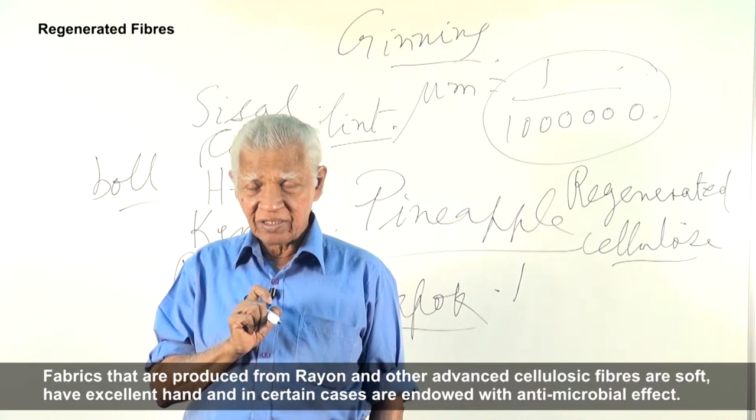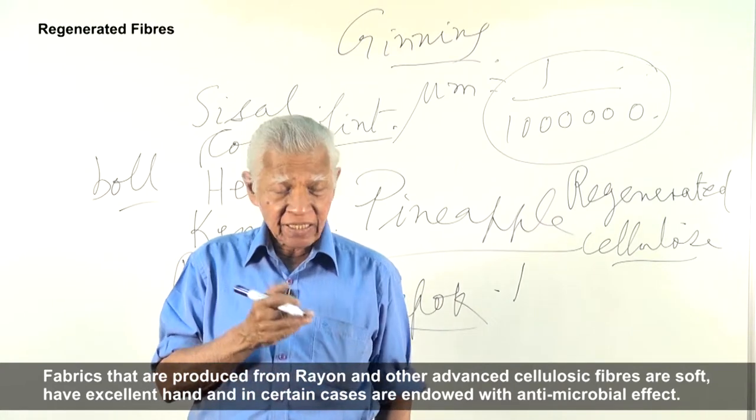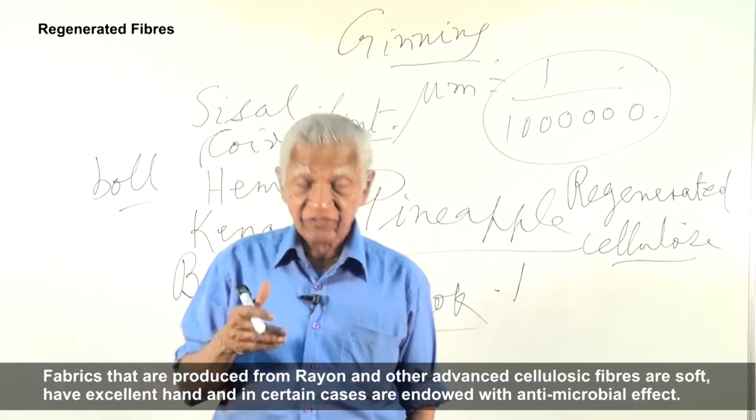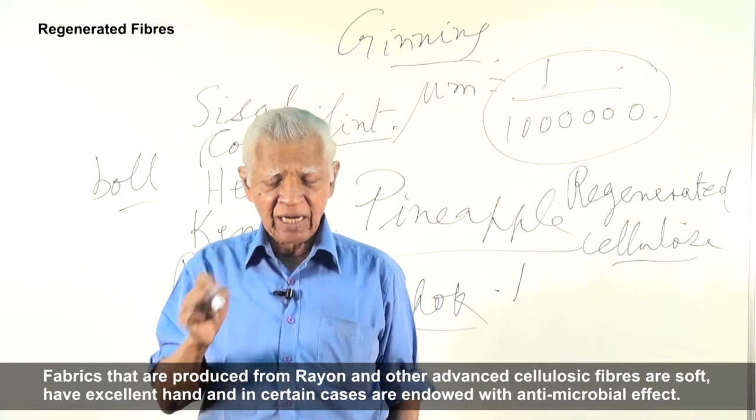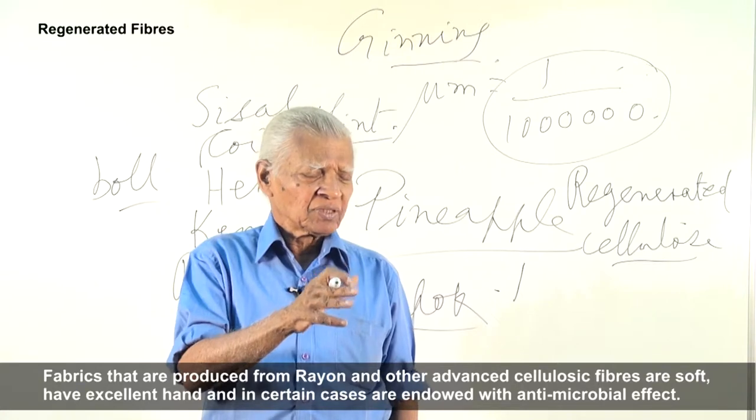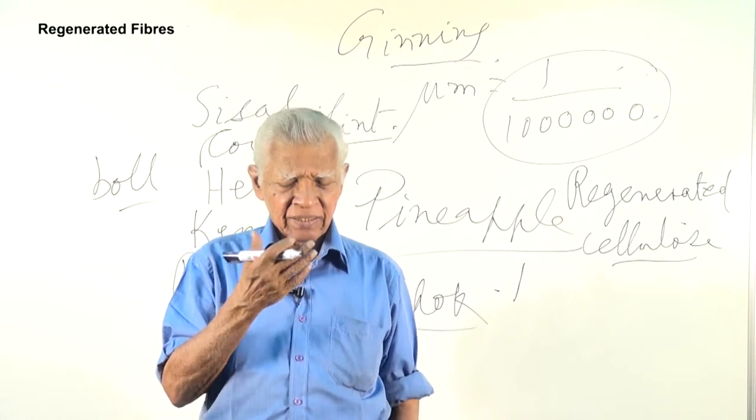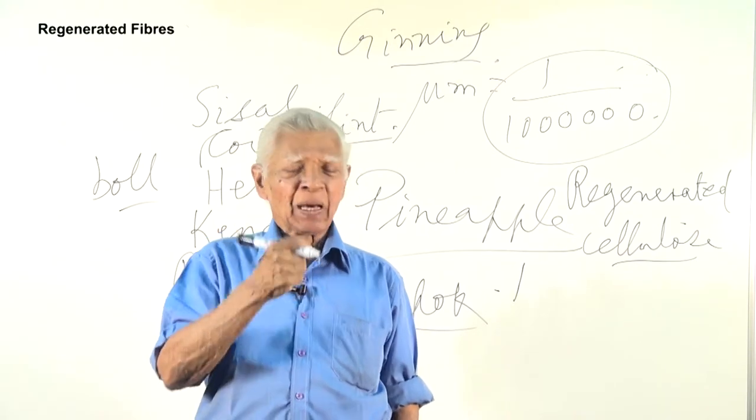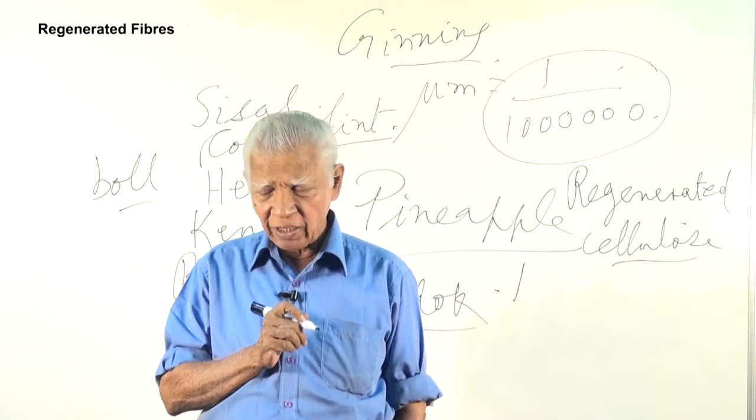The fabrics which are produced from this rayon and other advanced cellulosic fibers are soft, have excellent hand, and in certain cases they are also endowed with antimicrobial effect, in the sense that they can fight against the bacteria. As I said in the beginning, textiles are used in a very wide variety of applications, not only to provide a fabric which is being worn, but it is endowed with so many other characteristics, such as this medical application, and a fabric can detect the pulse of the person and also provide this vitamin C effect to the body as well.